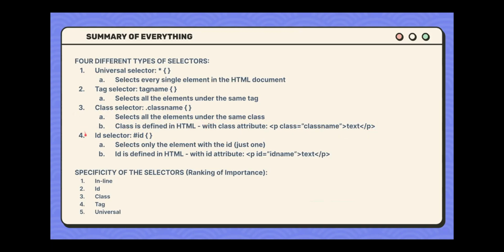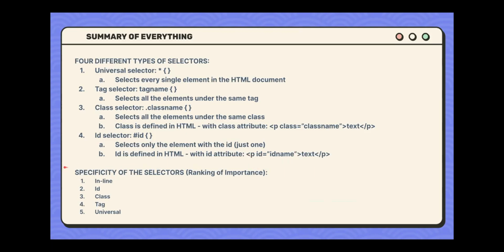And lastly, we have the ID selector. This is the most isolated selector. So it's defined by hashtag ID, and then we have the curly brackets, and it selects only the elements with the ID. So it's usually only used for one element. ID is also defined in HTML with an ID attribute. So ID equals ID name.